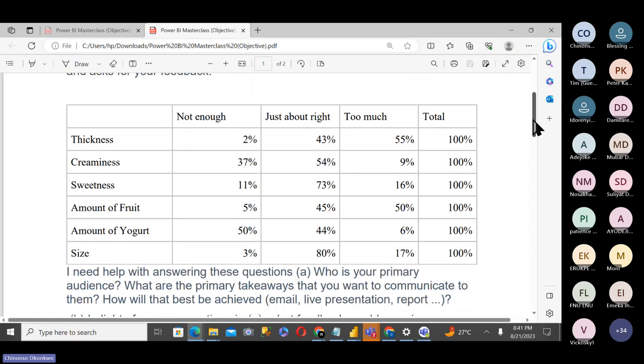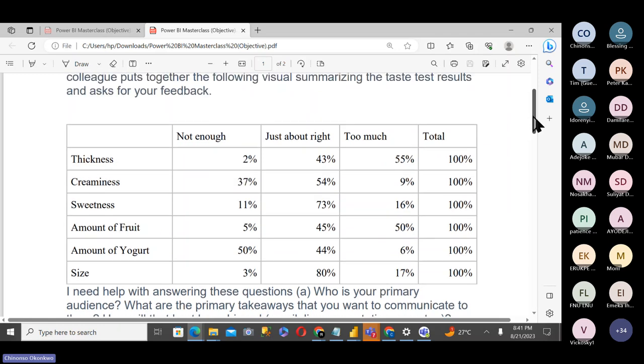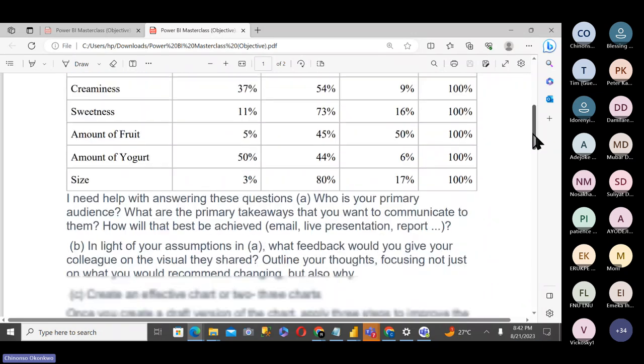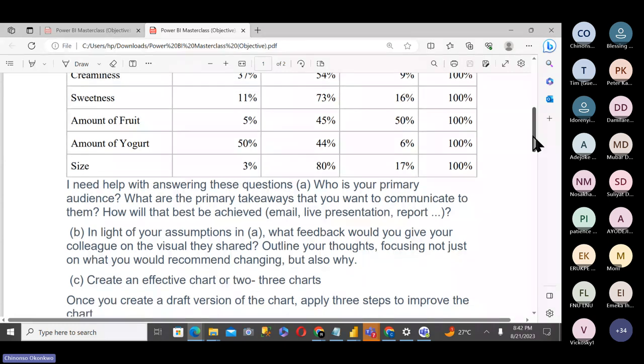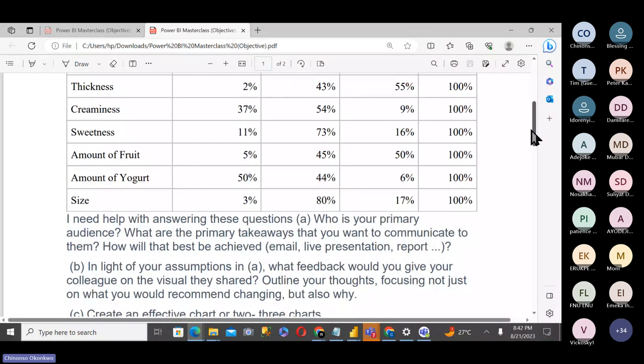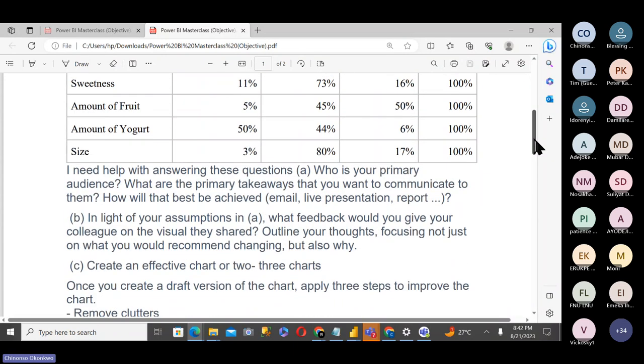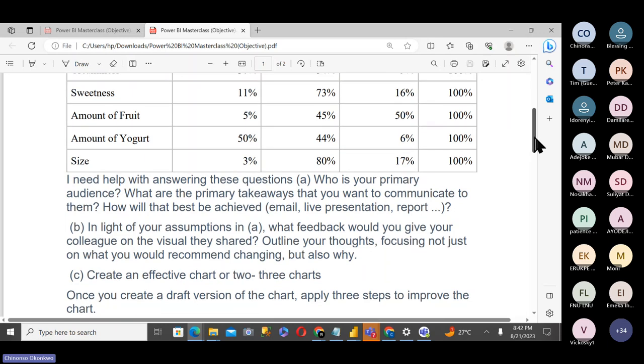They did a taste test analysis. It's the one in charge of this product, in charge of how they make the product thick, creamy, sweet, the amount of fruits they put, the amount of yogurt. So it's the one you're targeting with your analysis. What are the primary takeaways that you want to communicate with them? That is what your chart will do, right? And we're creating a report, just like a one page, just like a dashboard.